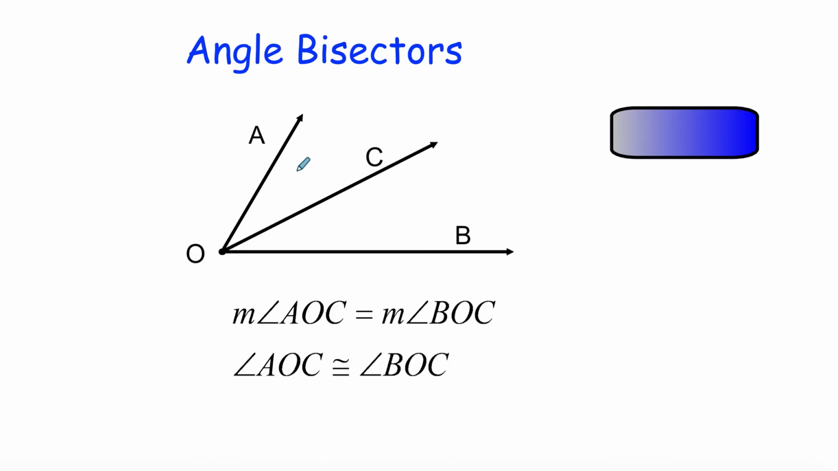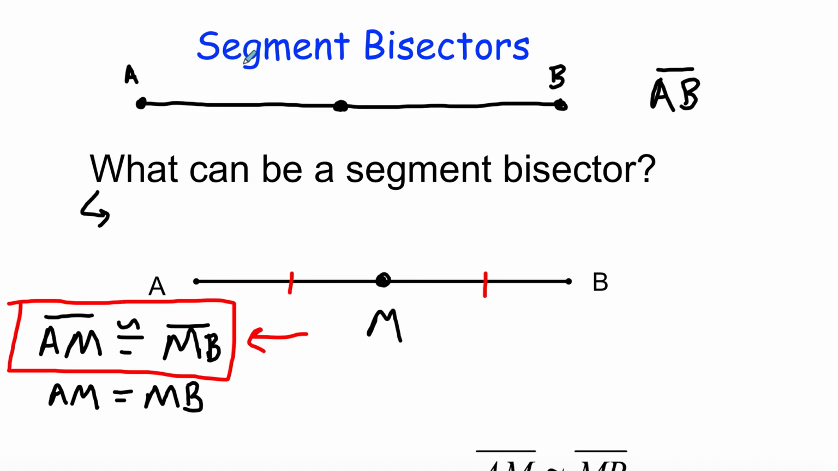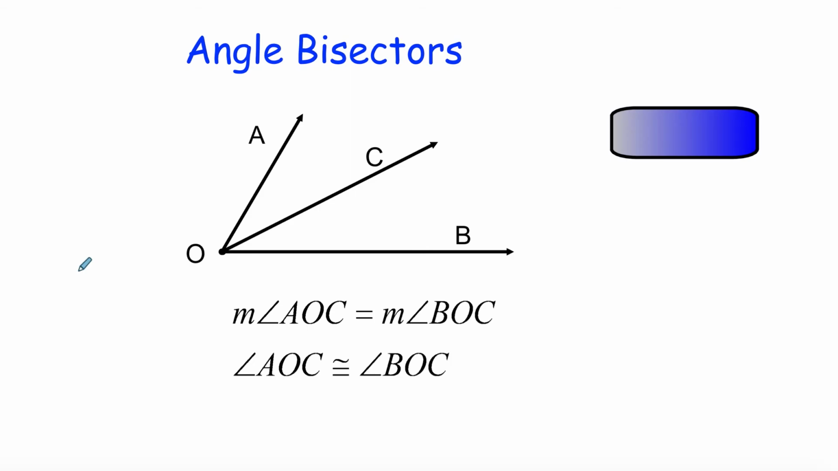And what an angle bisector is, when something bisects an angle, when it perfectly divides an angle in half. So here, if we go back to when we introduced segment bisector, a segment bisector is something that divides a segment perfectly into two congruent segments. An angle bisector divides an angle into two congruent angles.